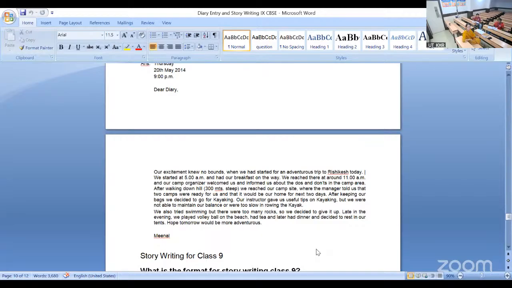I went to go down when we had started for an adventurous trip to Rishikesh. We started at 5 p.m. and had breakfast on the way. We reached there at around 11 a.m., and our camp organizer welcomed us and informed us about the do's and don'ts in the camp area. So the first point is about the do's and don'ts of the camp area. That's one point. After walking downhill 300 meters steep, we reached a campsite where the manager told us that 2 camps were ready for us and that it would be our home for the next 2 days.